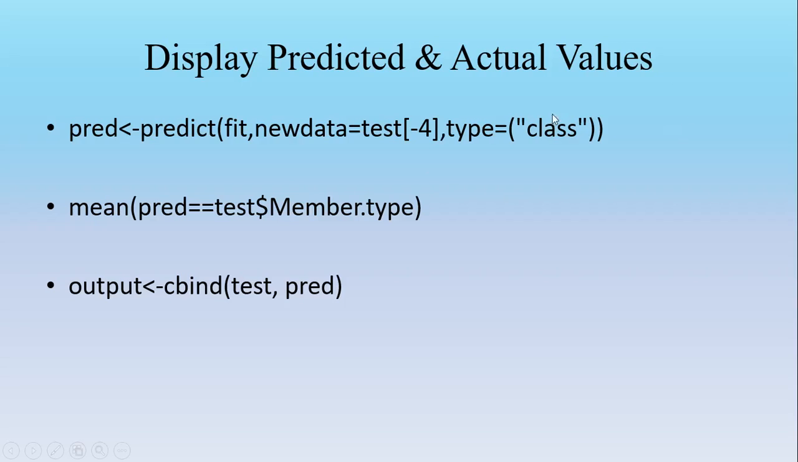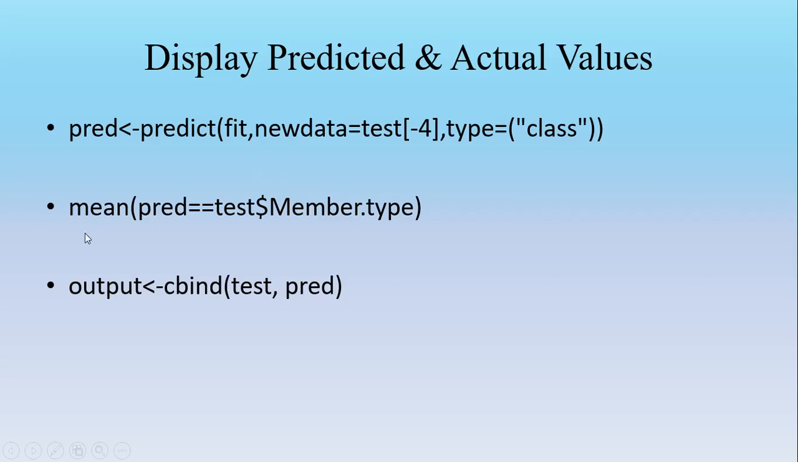Now the next term is the type. Type is nothing but the character string denoting the type of the predicted values returned. If the rpart object is a classification tree, then the default is to return a prediction, a matrix whose columns are the probabilities of the first and second class.